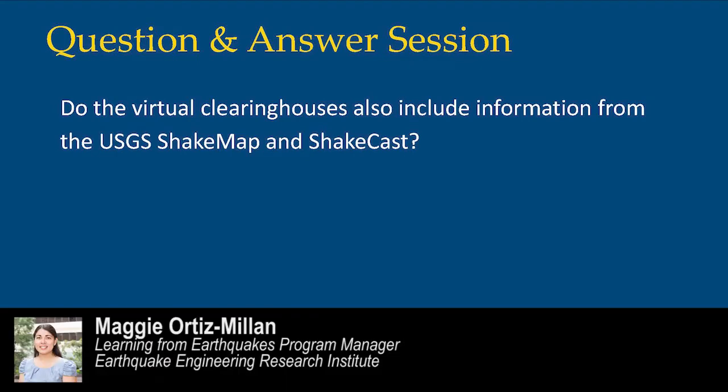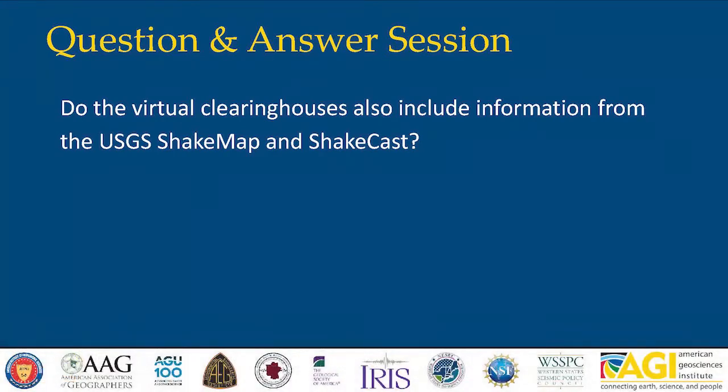Yeah, so this is Maggie. On the virtual clearinghouse websites, we link to the USGS event pages, and on our data maps, we'll pull in the ShakeMap layers and other relevant layers like some of the population exposures or shaking data into that map so it can be overlaid with the photos that are collected by clearinghouse volunteers.